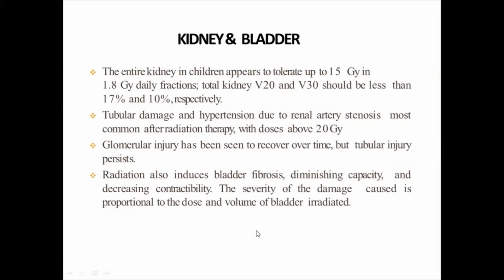Symptoms of less severe radiation hepatitis include hepatomegaly, ascites, jaundice, and abdominal pain. Talking a bit about kidney and bladder toxicities, the entire kidney in children appears to tolerate up to 15 gray in 1.8 gray daily fractions. The total kidney V20 and V30 should be less than 10% respectively. Tubular damage and hypertension due to renal artery stenosis are most common after radiation therapy with doses above 20 gray. Glomerular injury has been seen to recover over time, but tubular injury persists. Radiation also induces bladder fibrosis, diminishing capacity and decreasing contractibility. The severity of the damage caused is proportional to the dose and volume of bladder irradiated.